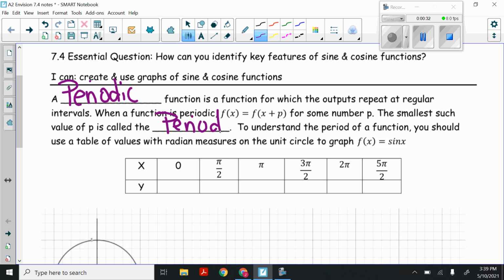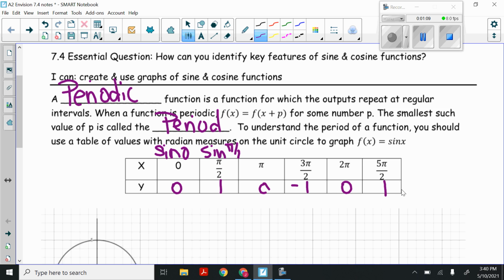To understand the period of a function, you should use a table of values with radian measures on the unit circle to graph f of x equals the sine of x. Okay? So if I look at 0, I'm going to plug all of these in for x. So this is asking me, what's the sine of 0? The sine of 0, the y is 0. What's the sine at pi over 2? The sine at pi over 2 is 1. The sine at pi is 0. The sine at 3 pi over 2 is -1. The sine at 2 pi is 0. The sine at 5 pi over 2 is 1.